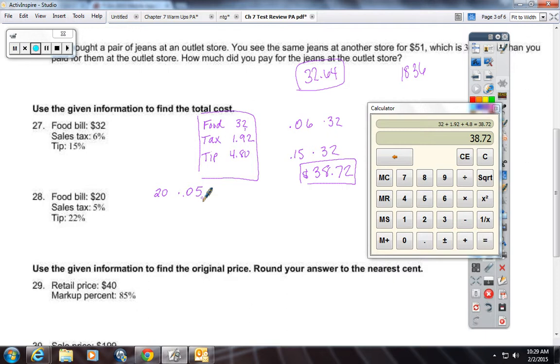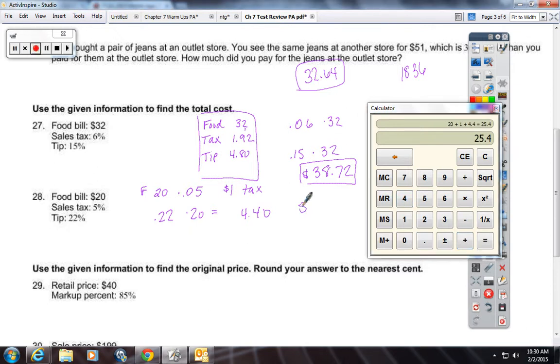Which is $1. So $1 for tax. And then tip is 22%, which is a pretty good tip. So 22% times the $20 bill. So 0.22 times 20 equals $4.40. So you're going to pay your $20 for the food, plus your $1 in tax, plus your $4.40 for your tip, for a total of $25.40.